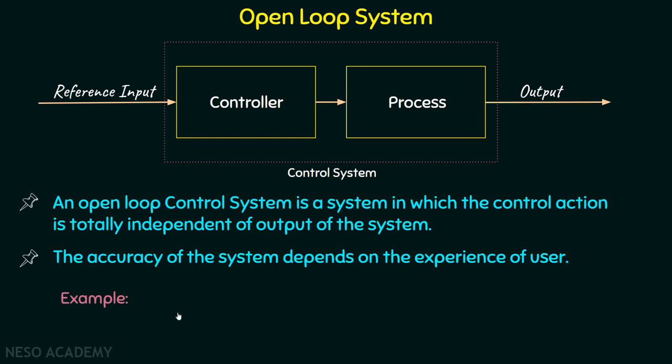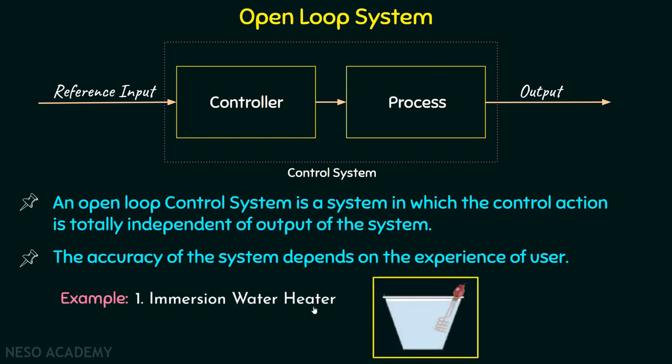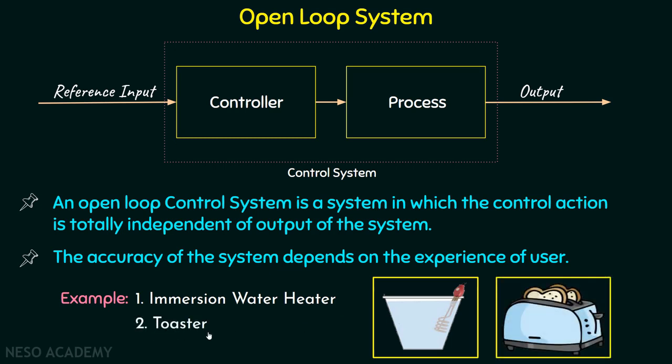To understand this, one classical example is the immersion water heater, the immersion rod that we put inside the water to heat it. It goes on heating the water, but it doesn't have a feedback mechanism to tell you how hot the water is and when to stop heating. That's why it is a perfect example of an open loop system. One more classic example is a toaster. The toaster goes on increasing the temperature of the bread, but it doesn't know when to stop heating. That's why sometimes we find that the toast has burnt.